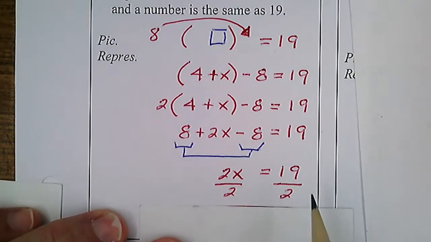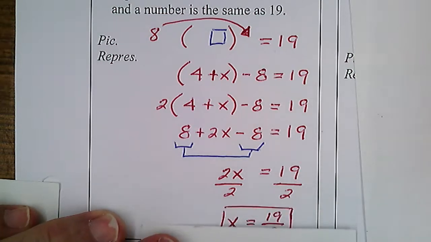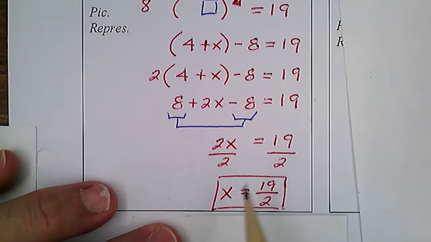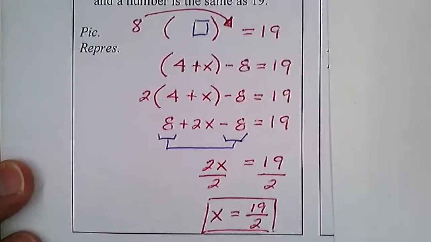Now you might be thinking to yourself, maybe I have the wrong answer because 2 doesn't go into 19. But remember, we're in high school now, and this is okay. Remember my rule: if these 2 numbers don't want to play nicely, if this one doesn't want to go into that nice and evenly, it's okay. We just leave them alone. So x is equal to 19 over 2 would be our final answer there. All right, let's try number 4.